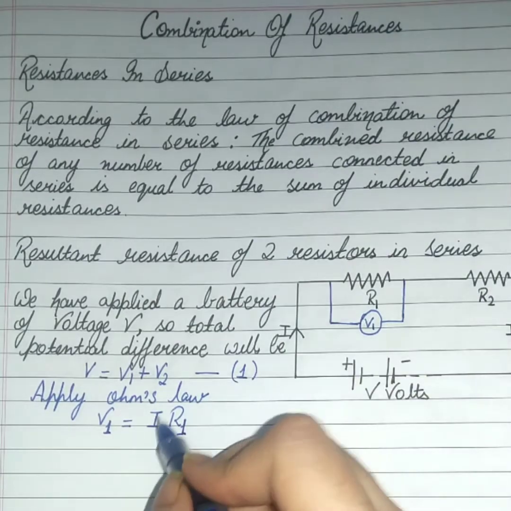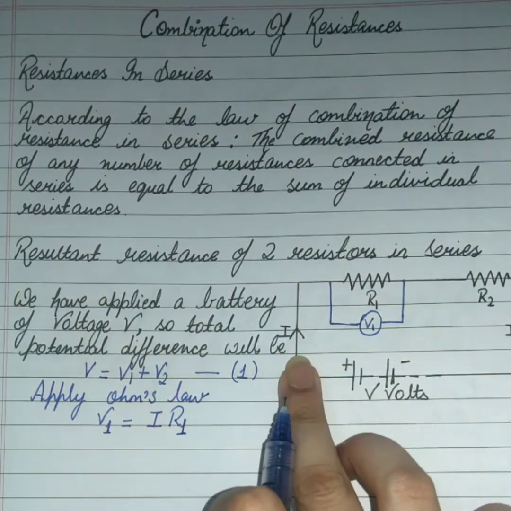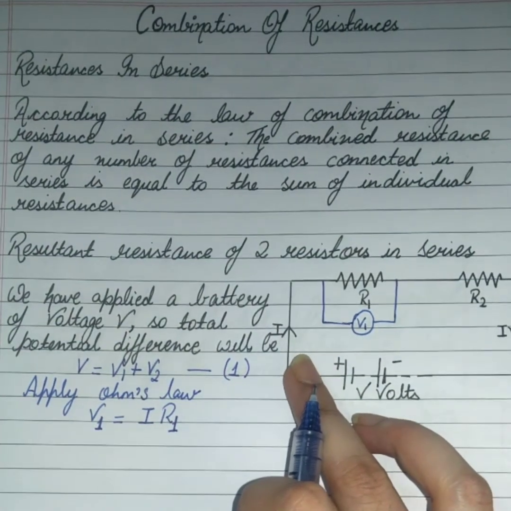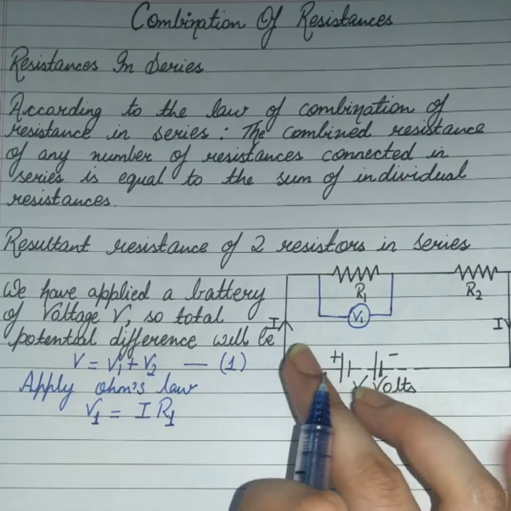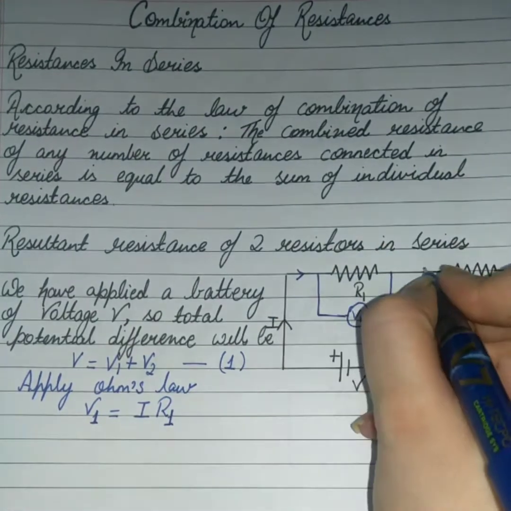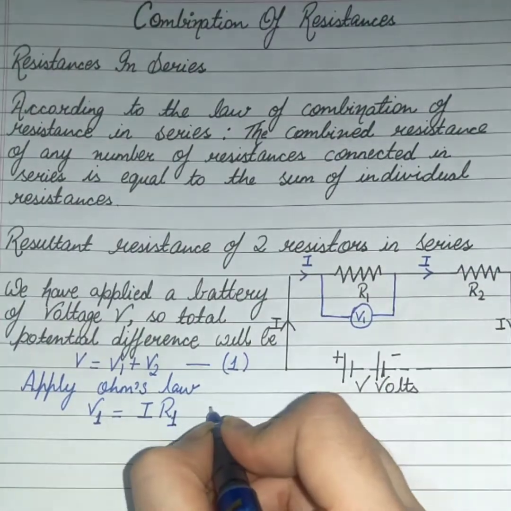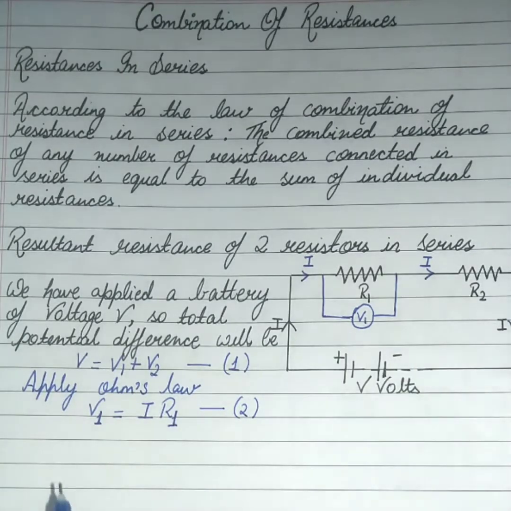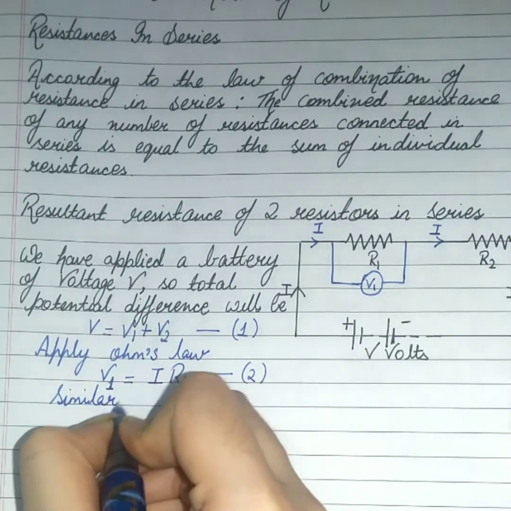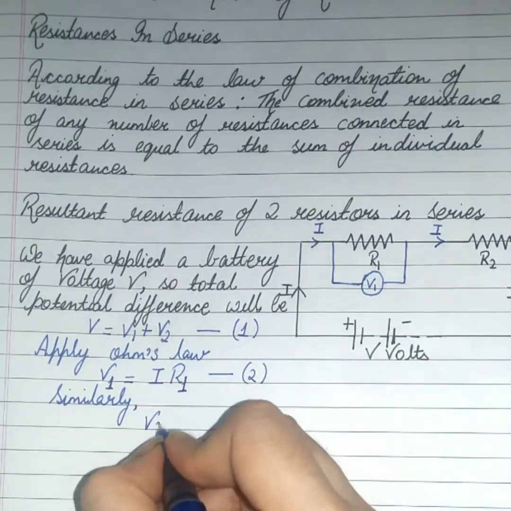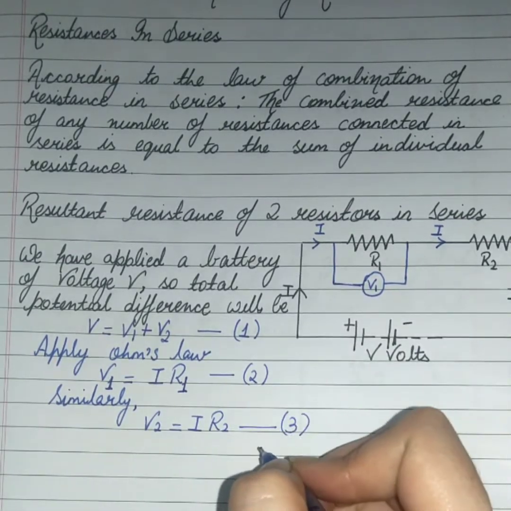Why have we not taken I1? Because in this series circuit, the current flowing would be I. It would be the same for both the resistances. That is, the current for resistance R1 and for the resistance R2 would be the same. So, from both the points, the current flowing would be I. Similarly, this would be our equation 2. If I apply it for the second one, that is the resistance R2, then V2 is equal to IR2. This will be our equation 3.